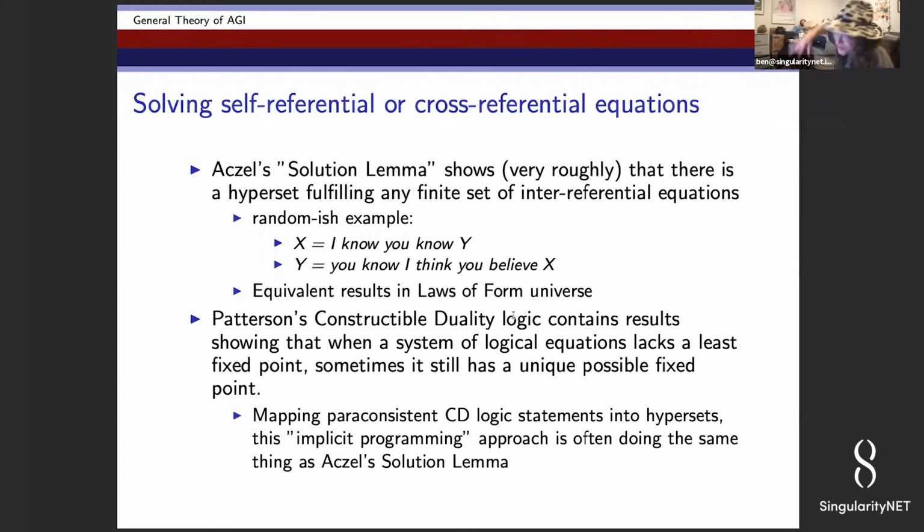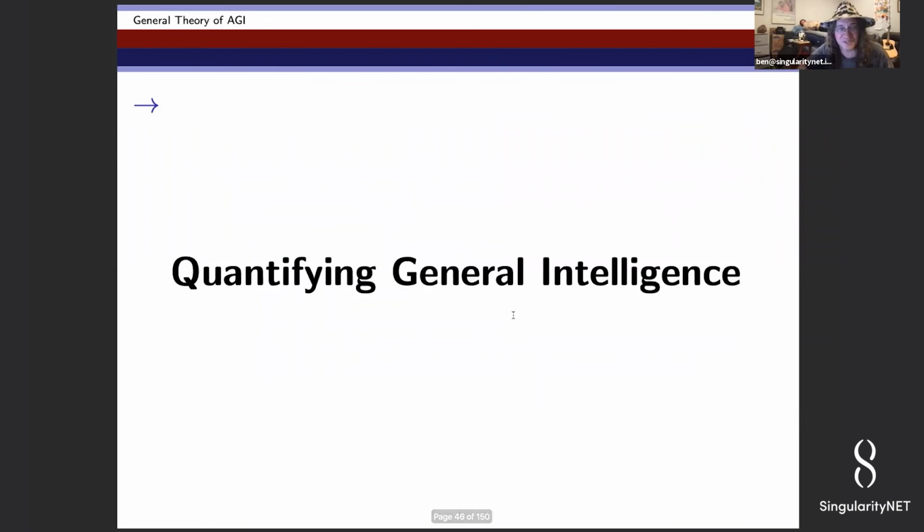Well, in Patterson's constructible duality logic, you show that if you have a system of paraconsistent logical equations, even if it lacks a least fixed point, it may have a unique possible fixed point. And she uses something called implicit programming to find solutions there. This maps interestingly into Aczel's solution lemma, right? Again, different formalisms, but there are fairly clear mappings between them. I haven't written this one out in any paper yet, actually, but it's there, right?